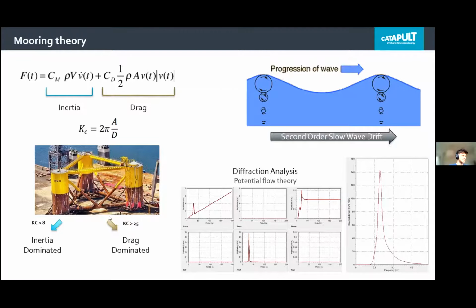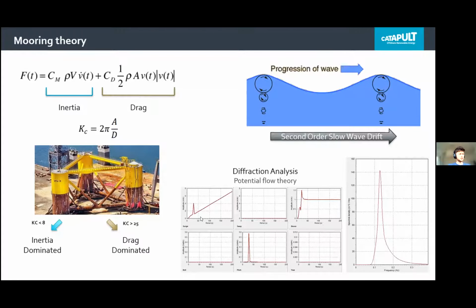If you do get a larger Keulegan-Carpenter number, so this might be for the stabilization beams on a semi-sub, or for example, in a mooring line or a riser, then this will be more drag dominated. And so we use quite often Morison elements in our simulations to calculate the force on these, where Morison's equation is used to calculate the force. So that gets us our forces on a platform.